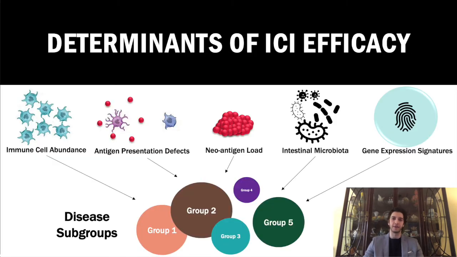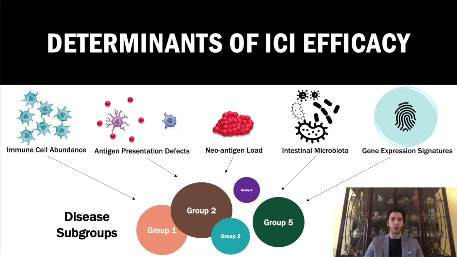Now, the efficacy of these ICI treatments is highly variable, with many determinants of success including immune cell abundance, neoantigen load, antigen-presenting defects, or even intestinal microbiota. Furthermore, gene expression signatures of T cell and tumor bulk have also been identified to predict treatment response to ICIs.